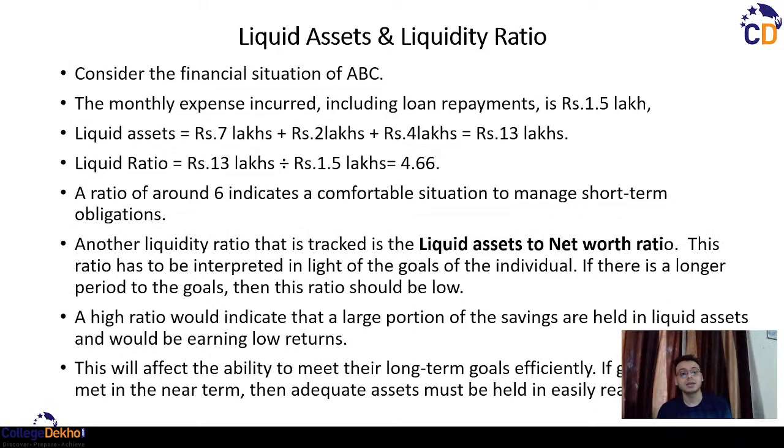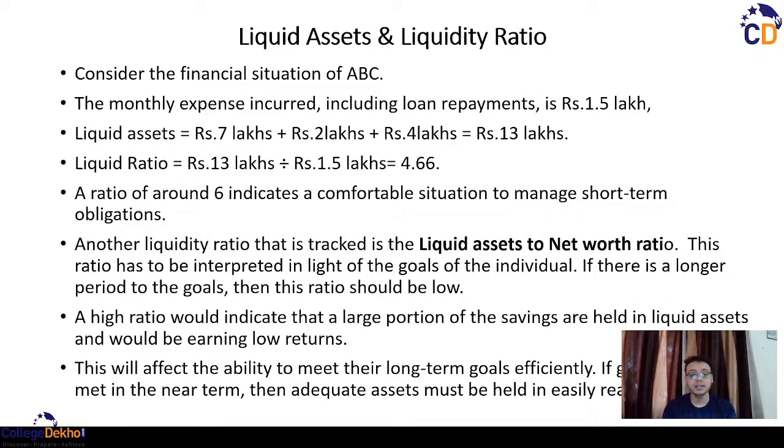Then they've talked about the liquid assets and the liquidity ratio. For example, the monthly expenses, including the loan repayment, are 1.5 lakhs. The liquid assets are 13 lakhs. And how much will the liquid ratio come to? Your liquid assets are 13 lakhs and 1.5 lakhs is the monthly expense. The ratio of around 6 indicates a comfortable financial position to manage short-term obligations.